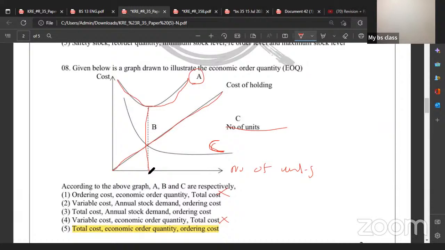So we need to find the proper quantity that we should order, which will balance the two types of cost. So B is the EOQ and C is the ordering cost. So question number 8, correct answer number 5.